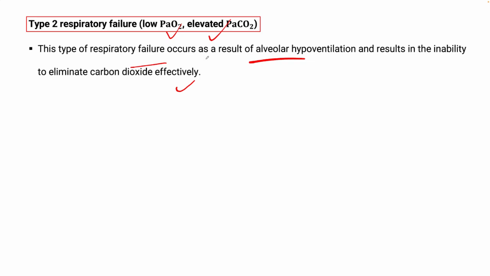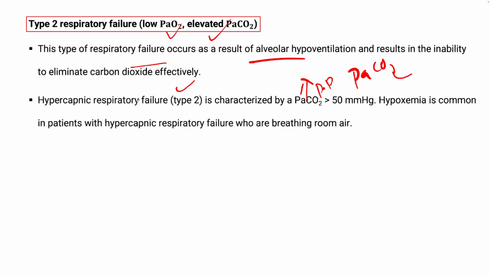So what is alveolar hypoventilation? Insufficient ventilation that is leading to hypercapnia, that is, an increase in the partial pressure of PaCO2. So hypercapnic respiratory failure, you can also say type 2, is characterized by PaCO2 greater than 50 mm of Hg.